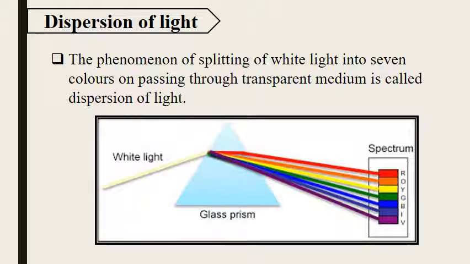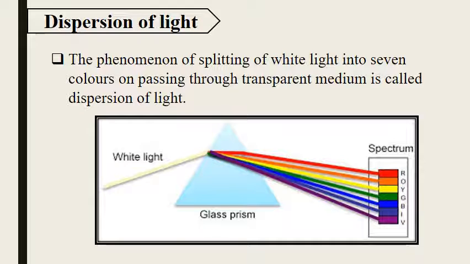Dispersion of light. The phenomenon of splitting of white light into 7 colors on passing through a transparent medium is called dispersion of light. Splitting of white light. We can see the light coming from the sun. It is also white light. When it splits into 7 colors on passing through a transparent medium, this process is called dispersion of light.